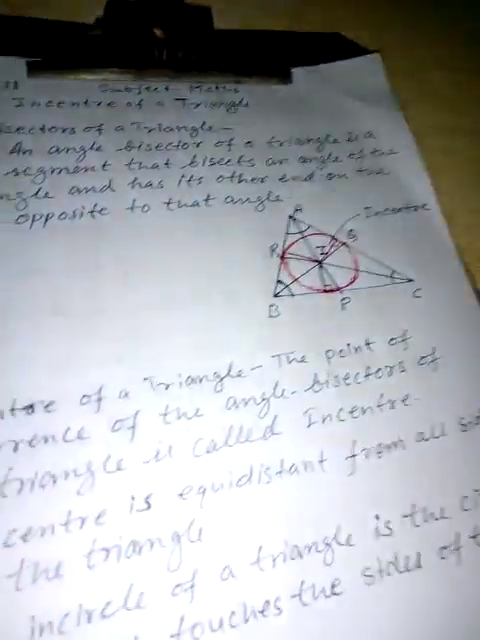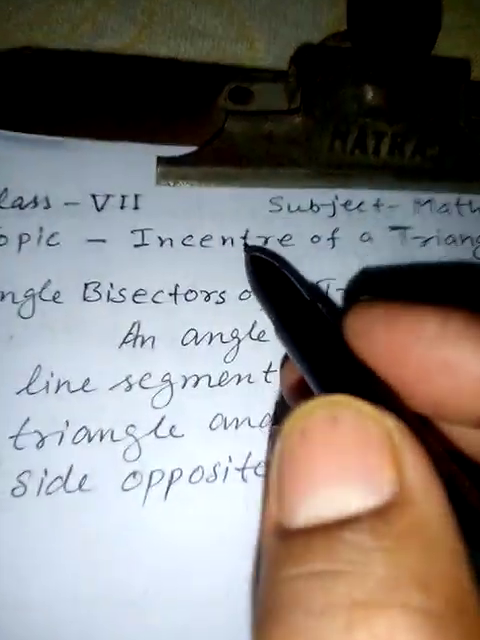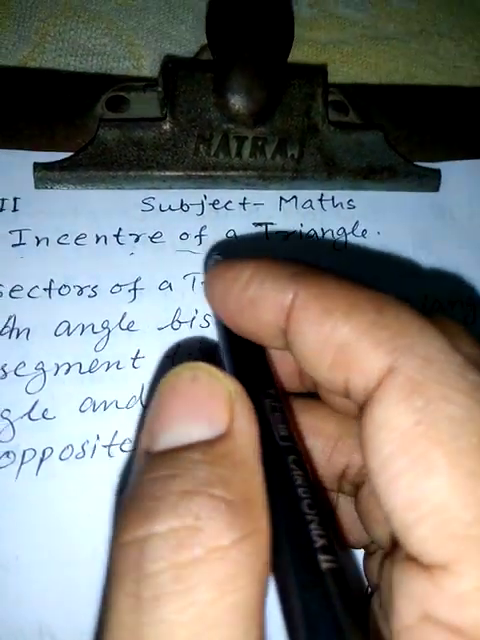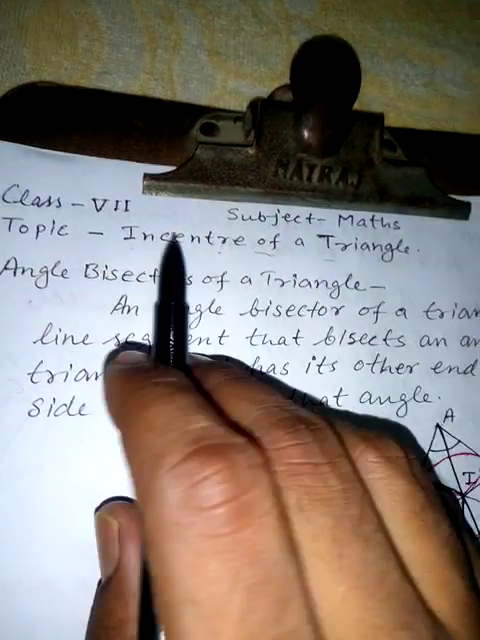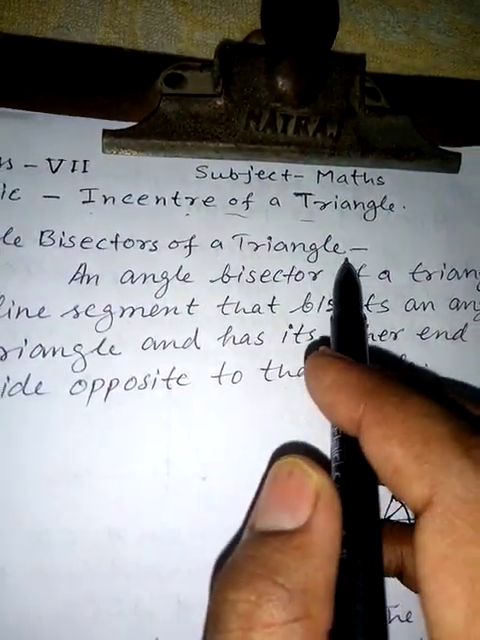Incenter of a triangle is formed by the angle bisectors of the angles of a triangle. So first we have to understand the angle bisectors and then the incenter, and hence the incircle of a triangle. So take a look at this. Students, our topic is incenter of a triangle. First of all, we have to understand angle bisectors of a triangle.